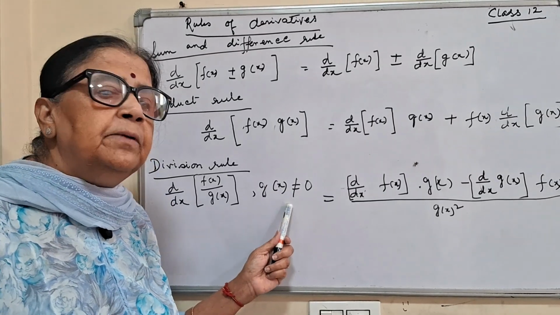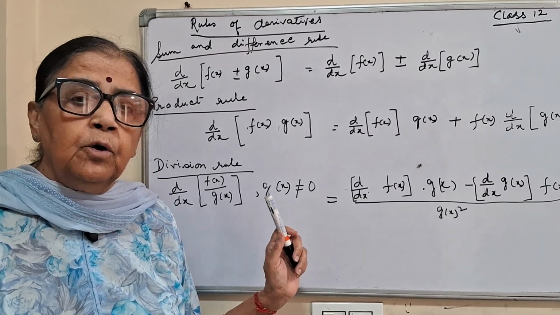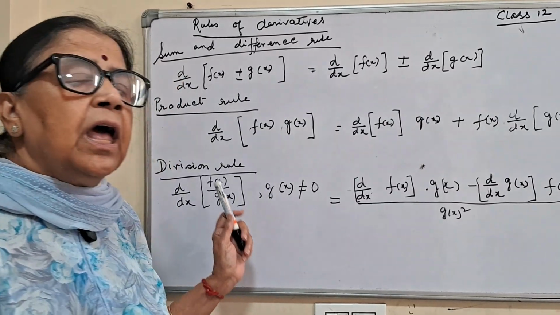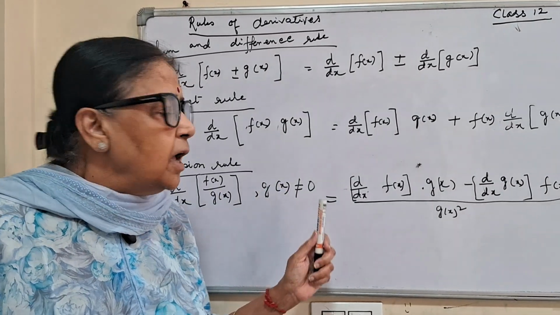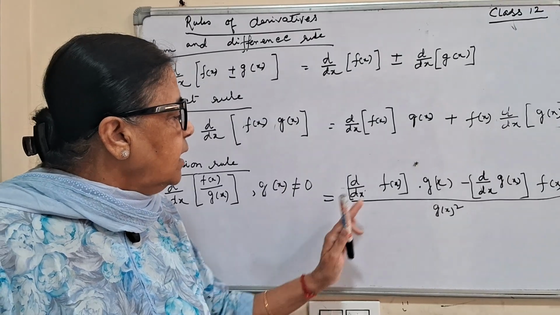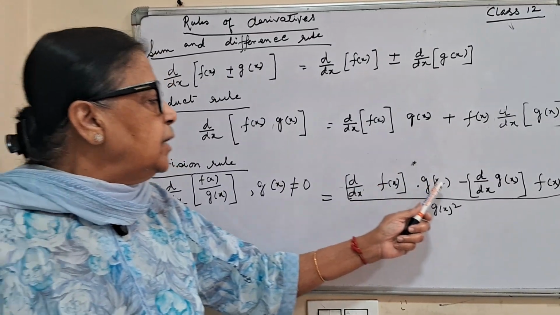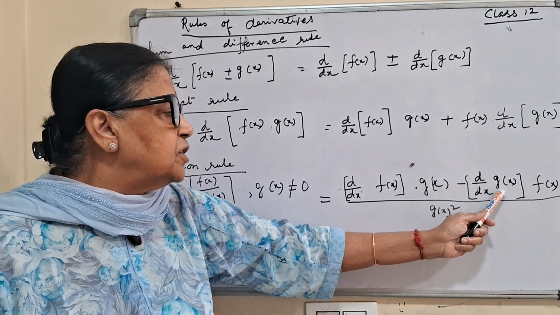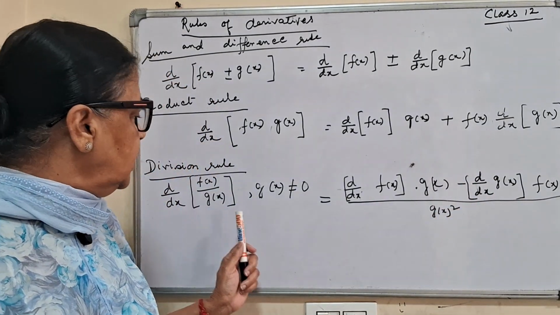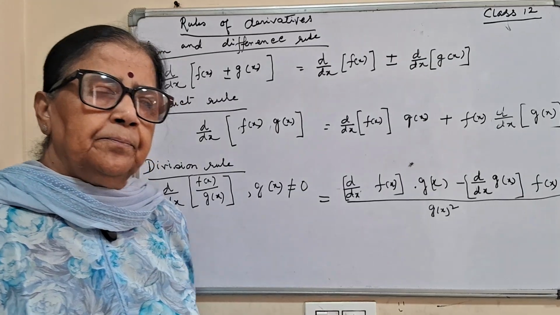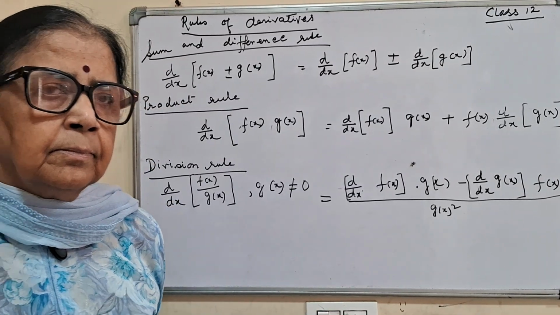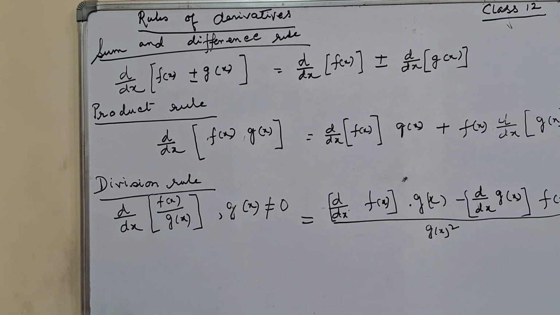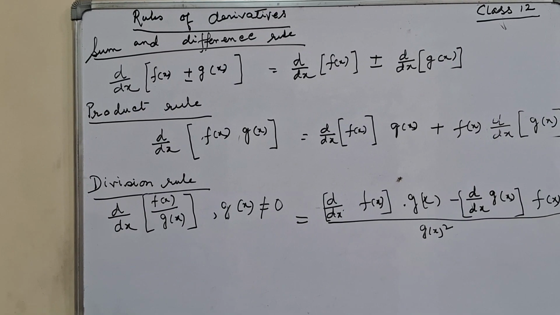Then the division rule, which I have already explained: g(x) is not equal to 0. Why? Can you tell me why g(x) is not equal to 0? Because then the division is not defined. So the first function differentiated into the second function, minus the second function differentiated into the first function, divided by the second function whole square. Good.